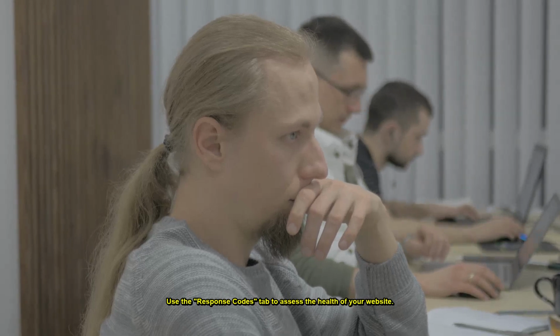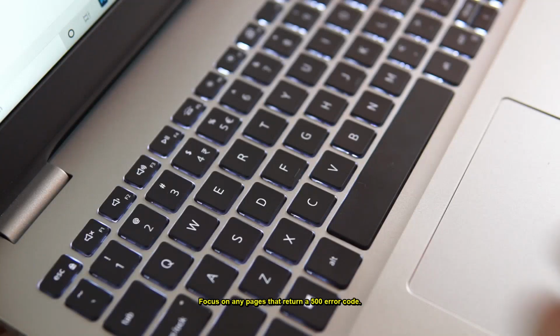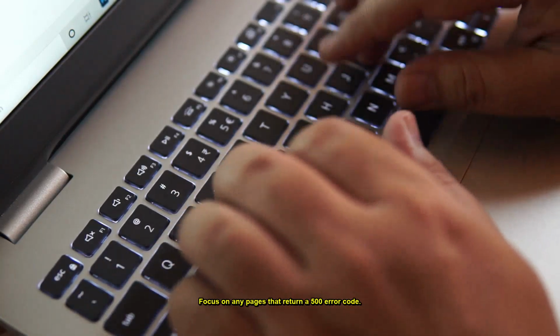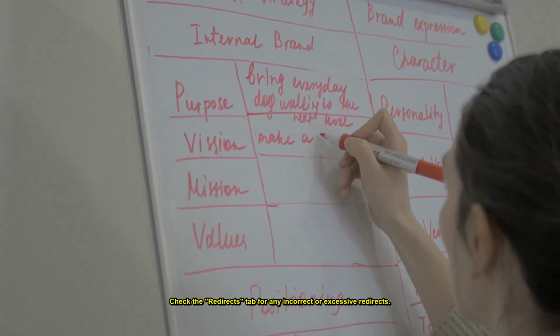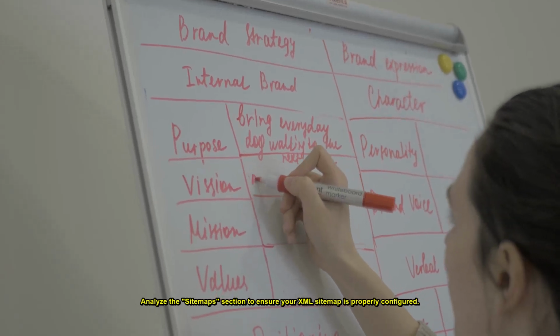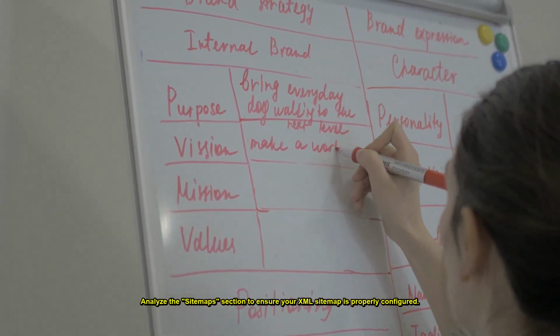Use the Response Codes tab to assess the health of your website. Focus on any pages that return a 500 error code. Check the Redirects tab for any incorrect or excessive redirects. Analyze the Sitemaps section to ensure your XML sitemap is properly configured.